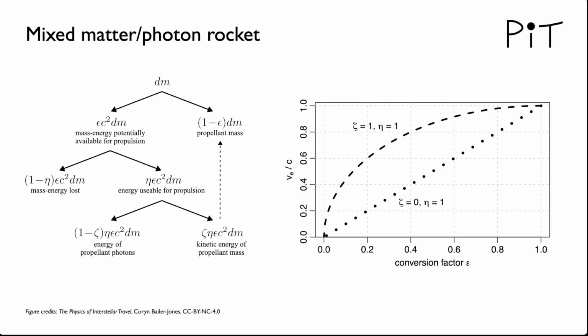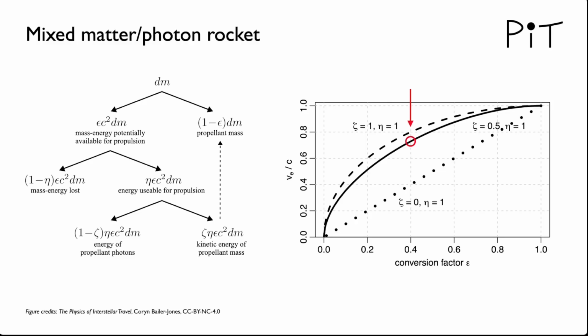The general case involves a propellant of both matter and photons. With zeta equal to half, again without mass losses, meaning half the energy released is available for accelerating the mass and the other half goes into the photons, we get this solid line shown between the other two lines. When, in this case, 40% of the initial mass is converted into energy, that is, epsilon equals 0.4, we get an effective exhaust velocity of 73% the speed of light.